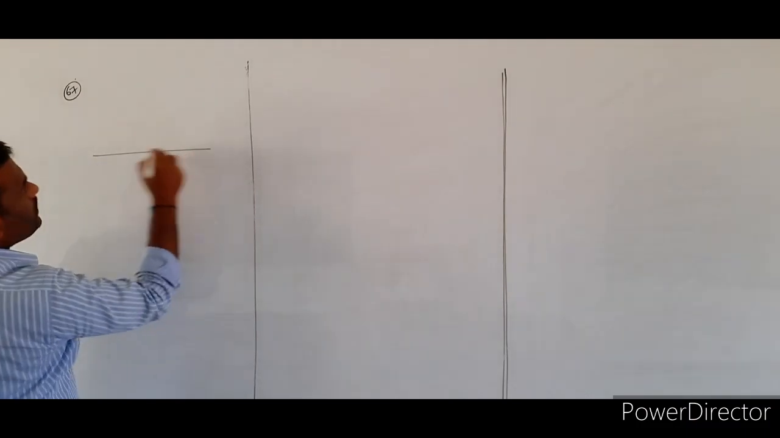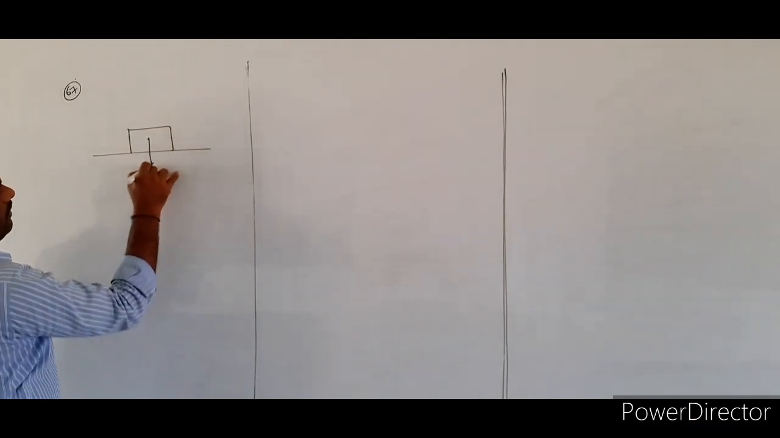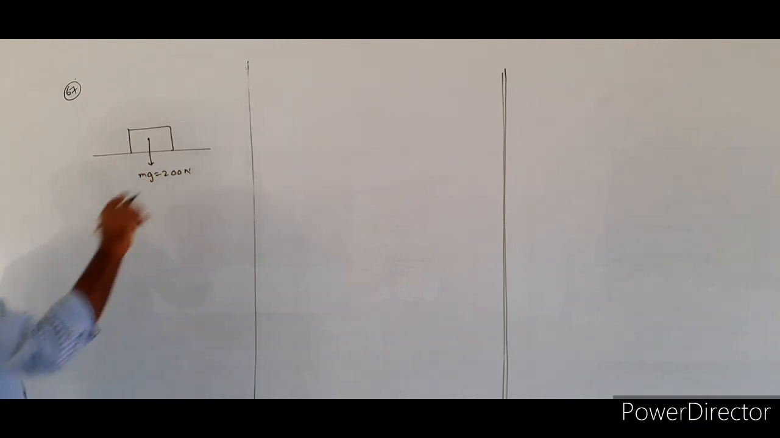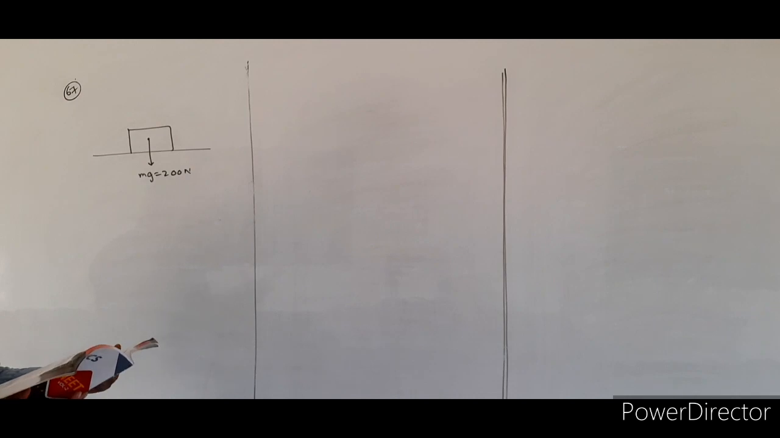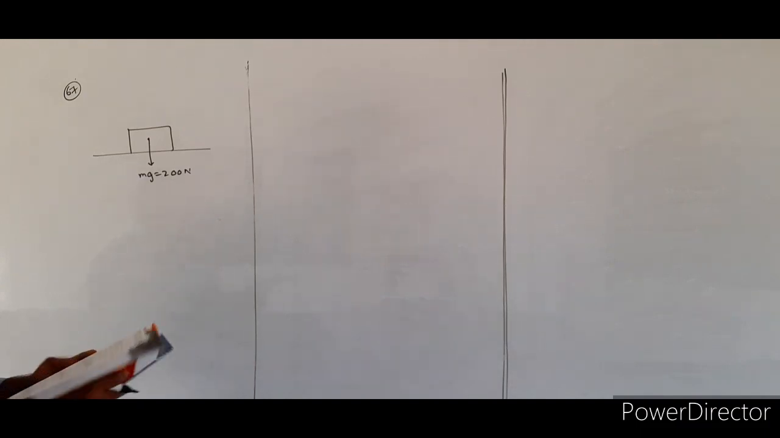Here a block of weight mg is equal to 200 Newton, which is acting in the downward direction. It is pulled along a horizontal surface at a constant speed by a force of 100 Newton acting at an angle of 30 with the horizontal.